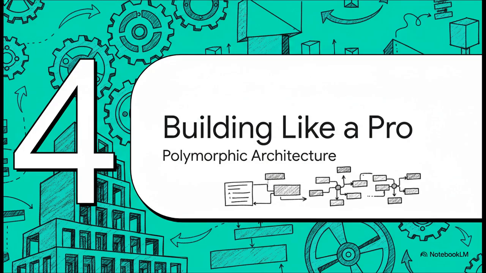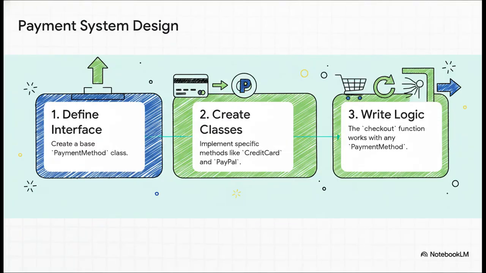Okay, theory is great, but how does this actually help you build better software in the real world? Let's talk about building like a pro, using a polymorphic architecture. So let's say you're building an e-commerce site, right? You need a payment system. The polymorphic way to do this is to first define a common interface, maybe a base class called PaymentMethod. Second, you create your specific implementations, like a CreditCard class or a PayPal class.